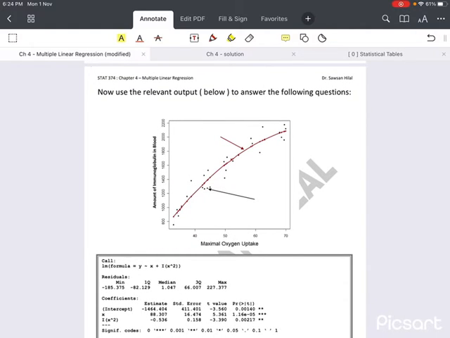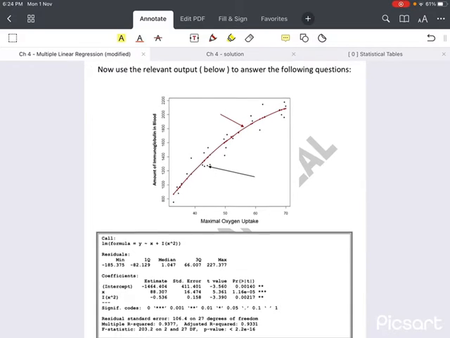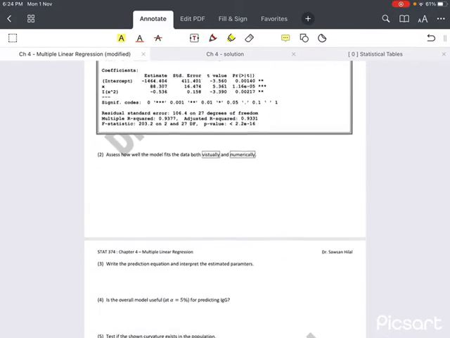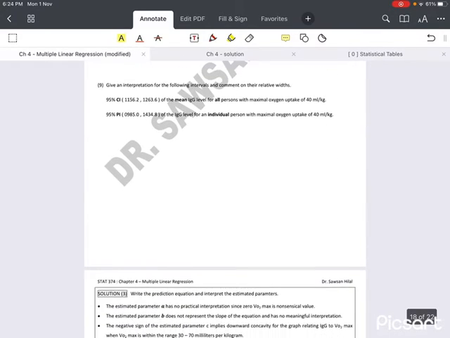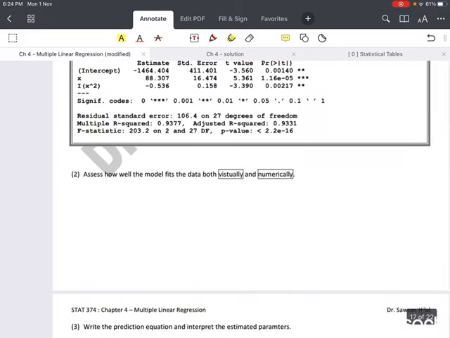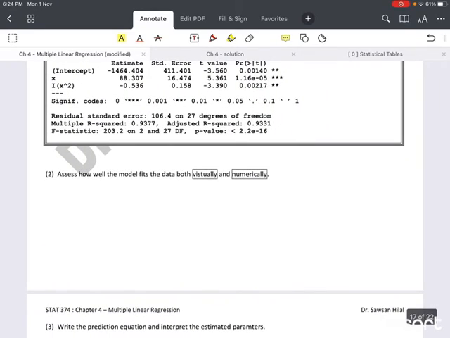Now use the relevant output below to answer the following questions. So we will use the output they give me here to answer the questions. So read question number 2.